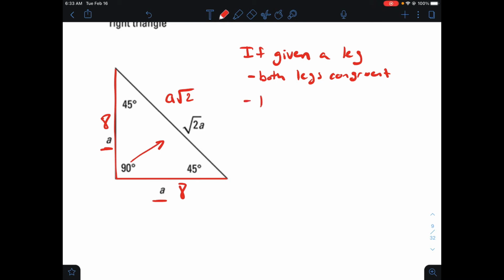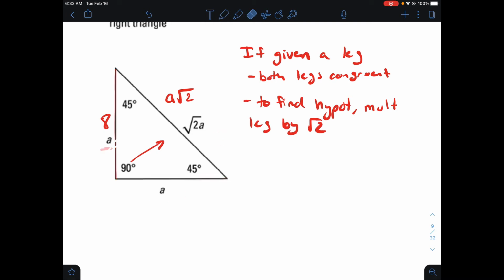And then to find the hypotenuse, multiply leg by root 2. So what that means is if this guy is 8, to find the hypotenuse, we're going to do 8 times root 2, which in this case is just 8 root 2. All right.